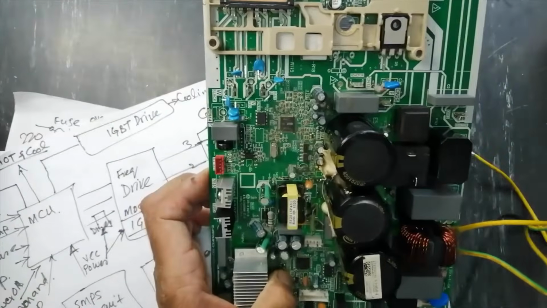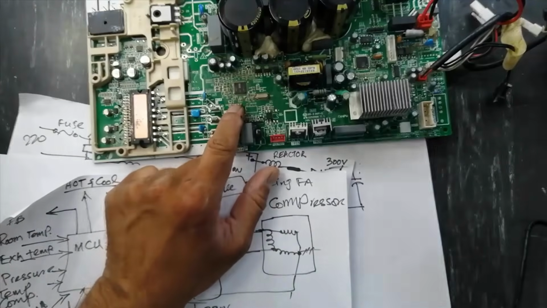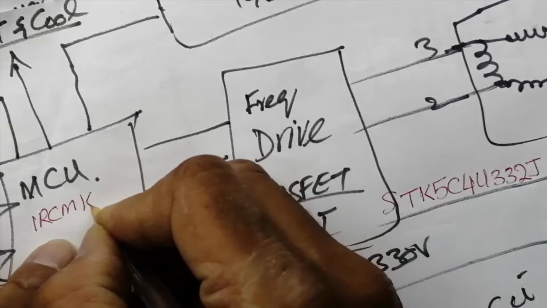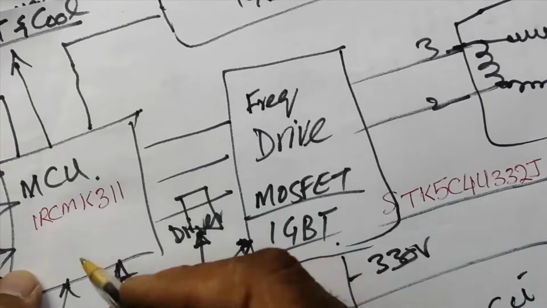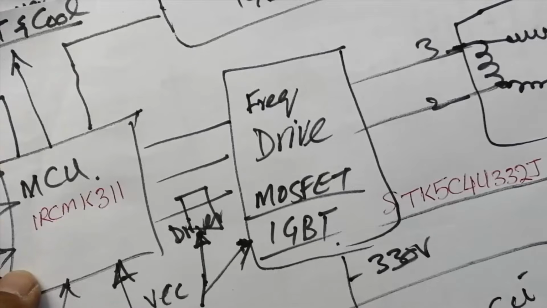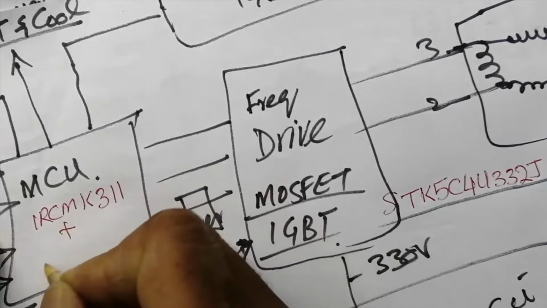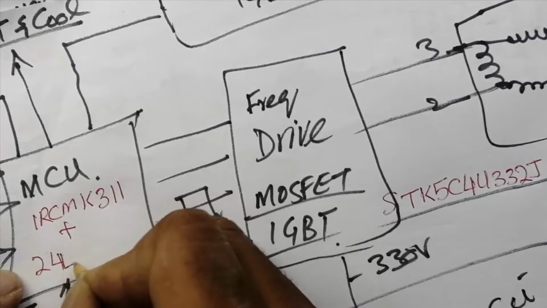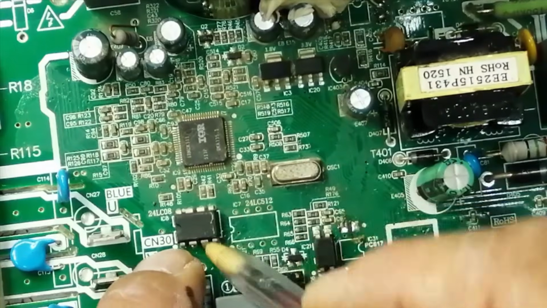Here it has a serial EEPROM, because this chip, the K311, needs source code. It is using a serial EEPROM, that is memory, a 2-wire serial EEPROM, the 24LC08. What is that? That is an 8-pin serial IC.